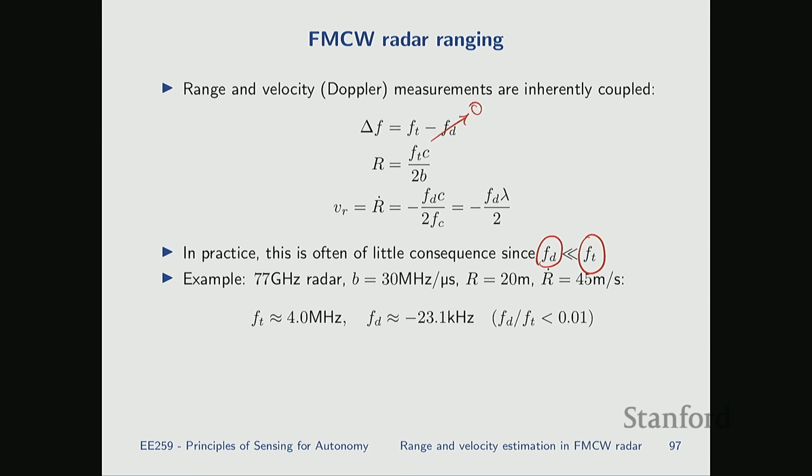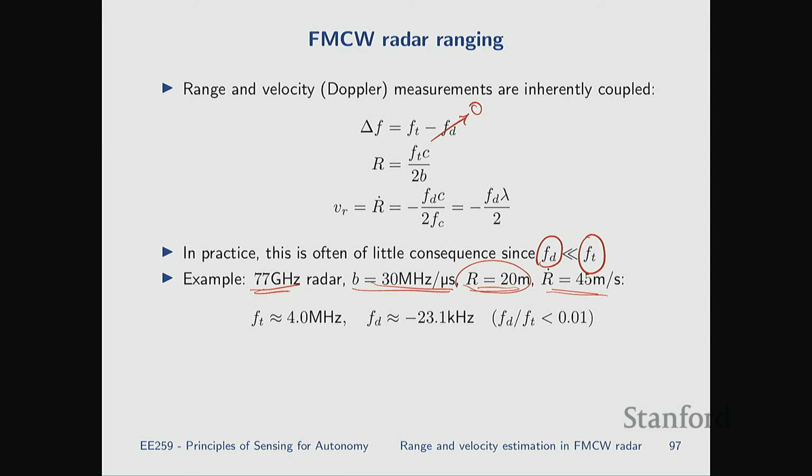Let's see why. Just to justify, let's say you're working with a 77 gigahertz radar. The slew rate is 30 megahertz per microsecond, and the range of the target is 20 meters. And the target is moving really fast, 45 meters per second, so this is like 100 miles an hour. So it's a very fast-moving target, very close to you. This is like a worst-case condition where you're going to get a very high Doppler shift because the velocity is very high, and you're going to get a very small ft because r is relatively small. It's just 20 meters.